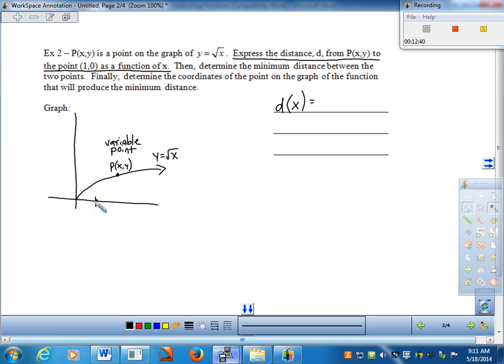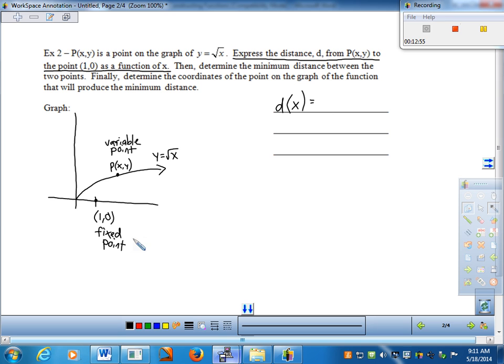So from that point to (1, 0). So everyone find (1, 0) there if you would. I'm going to go ahead and label that piece right in there. And by the way, that was what we would call a fixed point on the graph of the function, or not on the graph of the function, just on the coordinate plane.